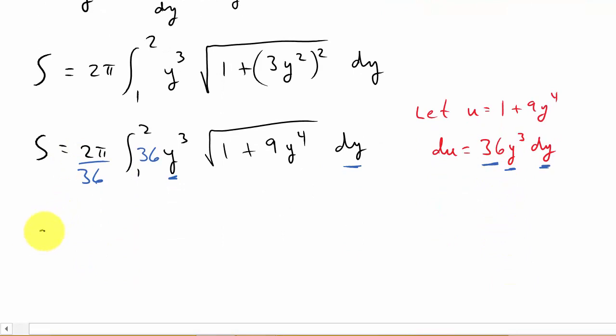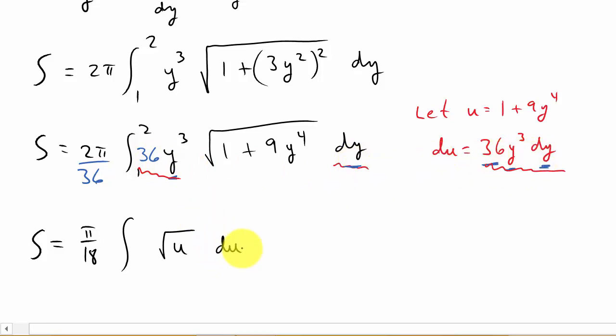And so that's going to give me S equals pi over 18. And look, the 36y cubed dy, that's du. And then I'll put u in for 1 plus 9y to the fourth. So that's going to be the square root of u. I plugged the u in for 1 plus 9y to the fourth, and then 36y cubed dy is du.